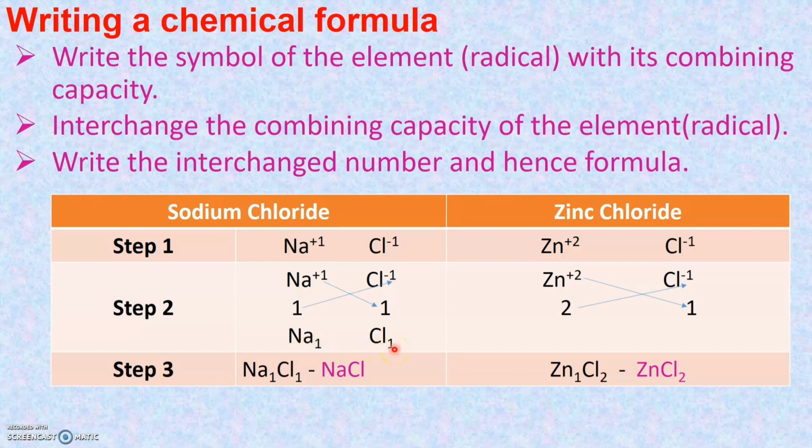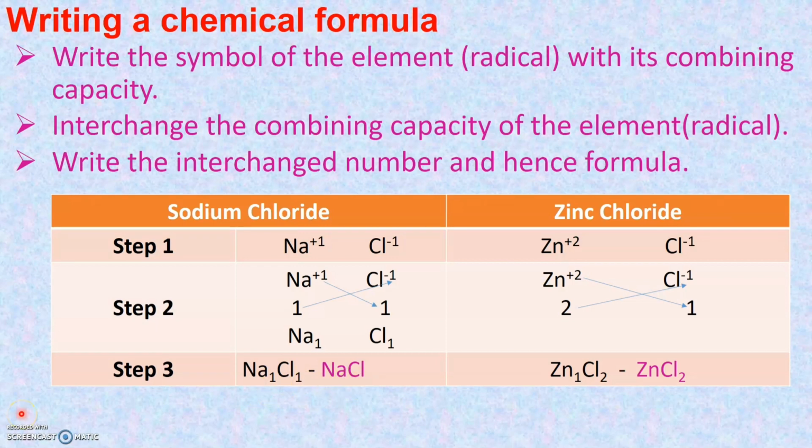Now, what is the third step? We have to write the interchanged numbers and finally arrive at the formula. How do we write these interchanged numbers? These two we are going to combine, that is Na1 and Cl1. So we are writing them together as Na1Cl1. And finally, since it is 1 here, as we have already seen in the previous slide, when it is 1 as the subscript, we are going to ignore that 1. And therefore, we arrive at the formula of this chemical compound sodium chloride. Ignoring this 1, we write it as NaCl.